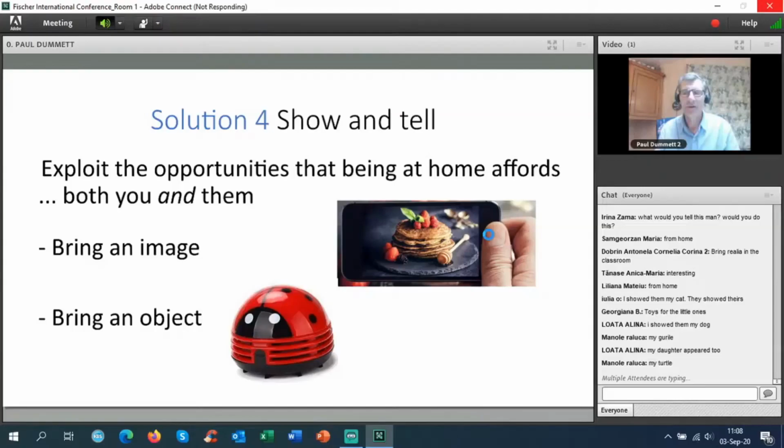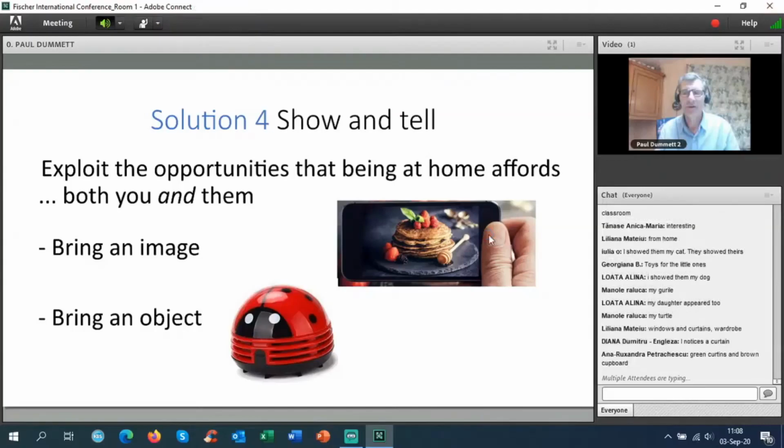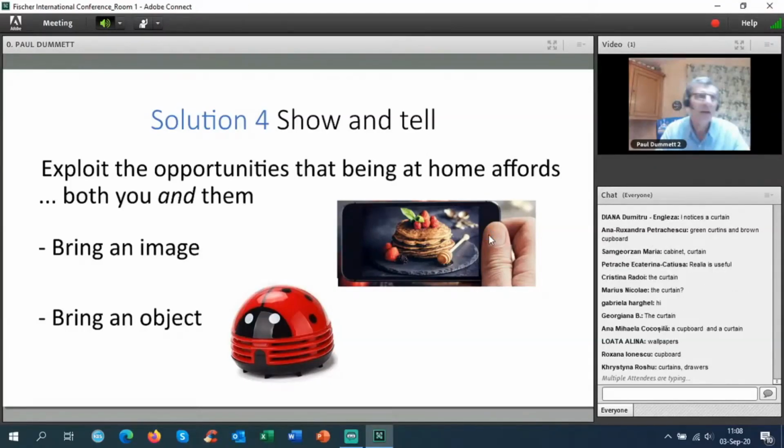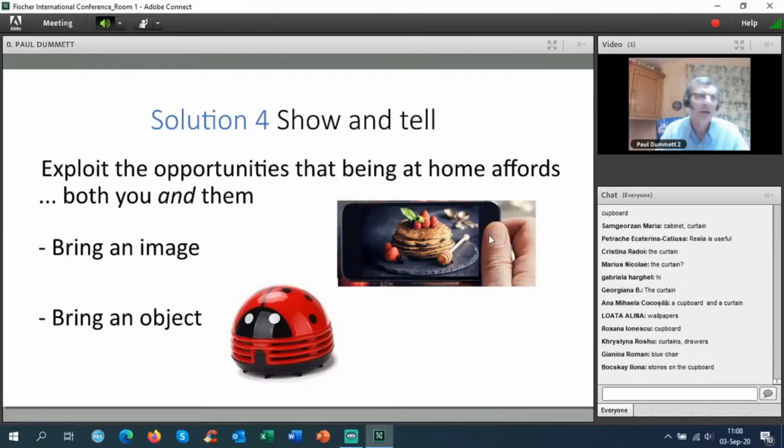Good. Yes, so someone said they showed their dog and their daughter appeared. That's lovely, isn't it, when that happens? I know my students in Gaza, when my wife appears in the background or my grandchildren appear, they absolutely love that. They seem to love that idea of a sort of personal contact. And someone's talking about their turtle appearing. Good. So, you might ask them about objects that they've noticed while you've been teaching, as I did with you just now. I don't know if you found anything in the background.